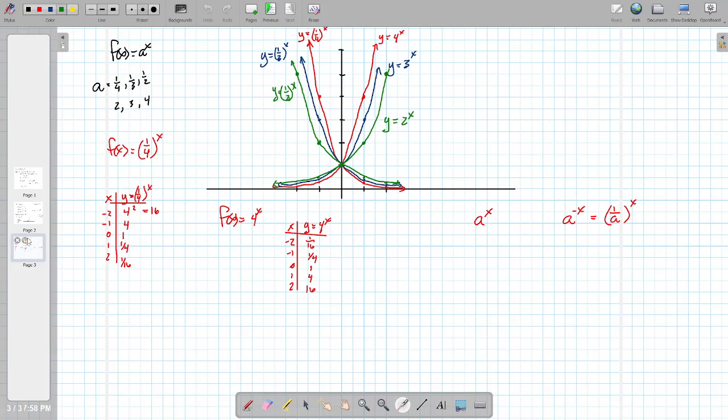But the range will be from 0, not including 0, to infinity. As you can see, all of these graphs will go up to infinity on one side or the other. And then on the opposite side, it'll go down towards 0, but never actually reach y equals 0. So our range is going to be 0 to infinity.